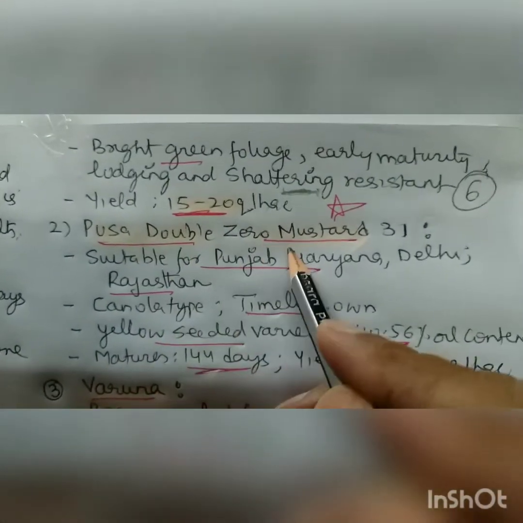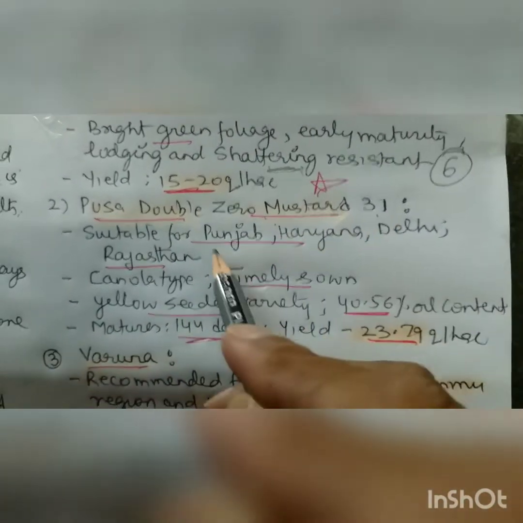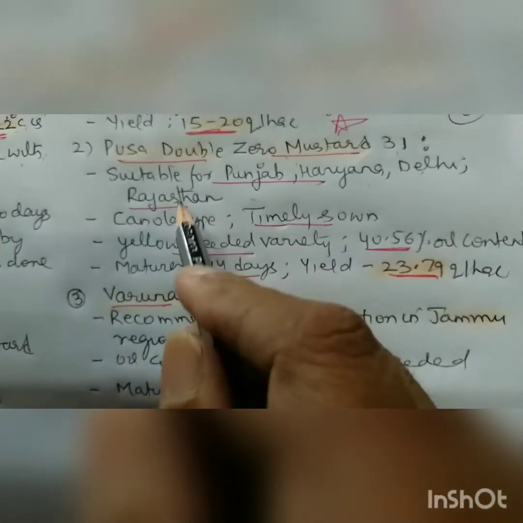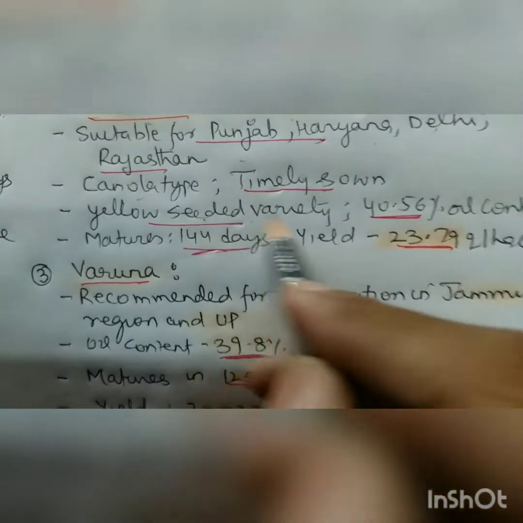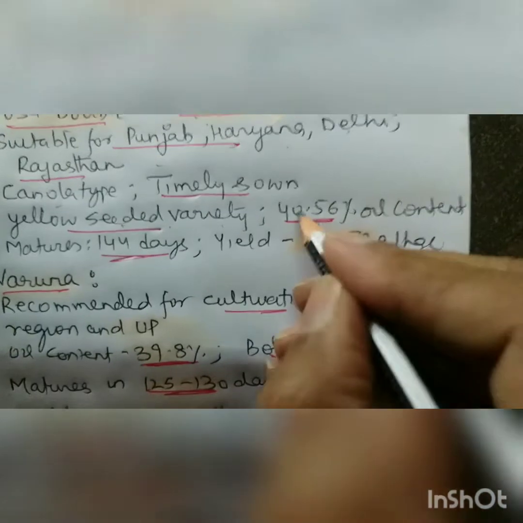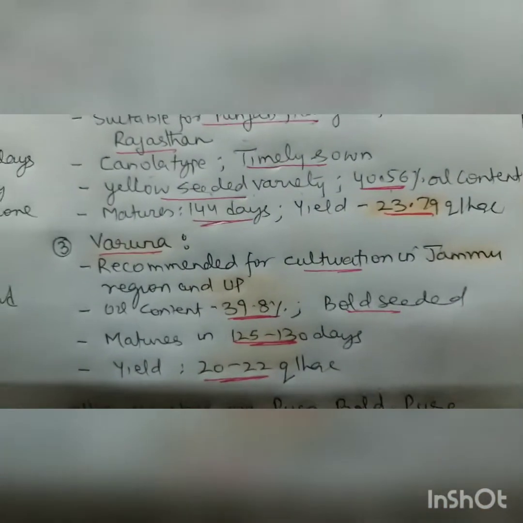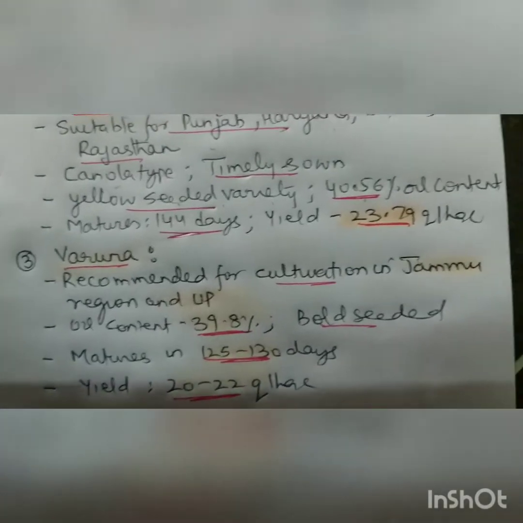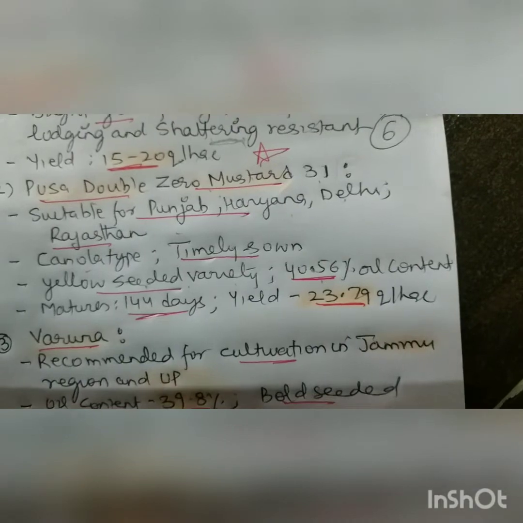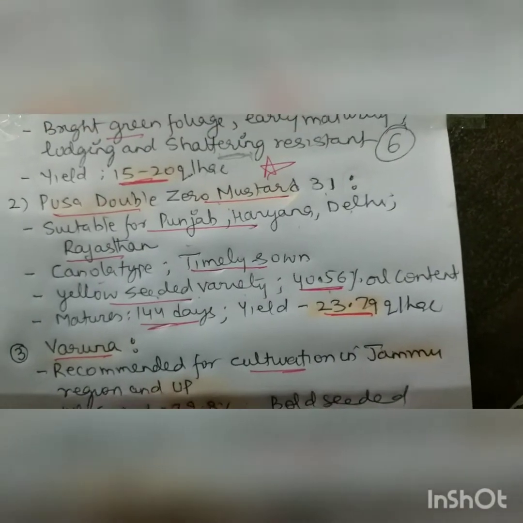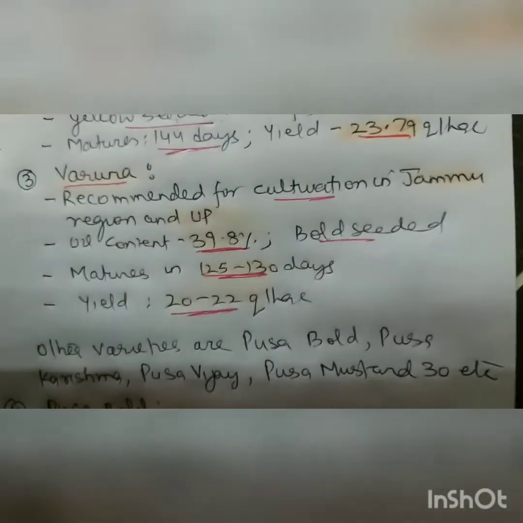Next is a very important variety, Pusa 00 Mustard 31. It is suitable for Punjab, Haryana, Delhi and Rajasthan. It is a canola type, timely sown, yellow seeded variety, and the oil content is 40.56%. Maturity is a bit late, 144 days, and yield is 23.79, which is a bit higher than what we did earlier. Then next is Varuna.